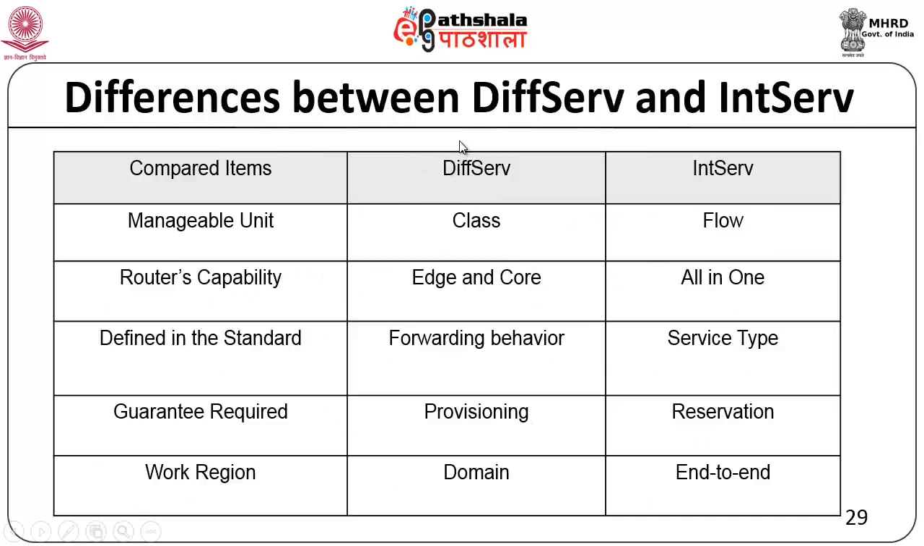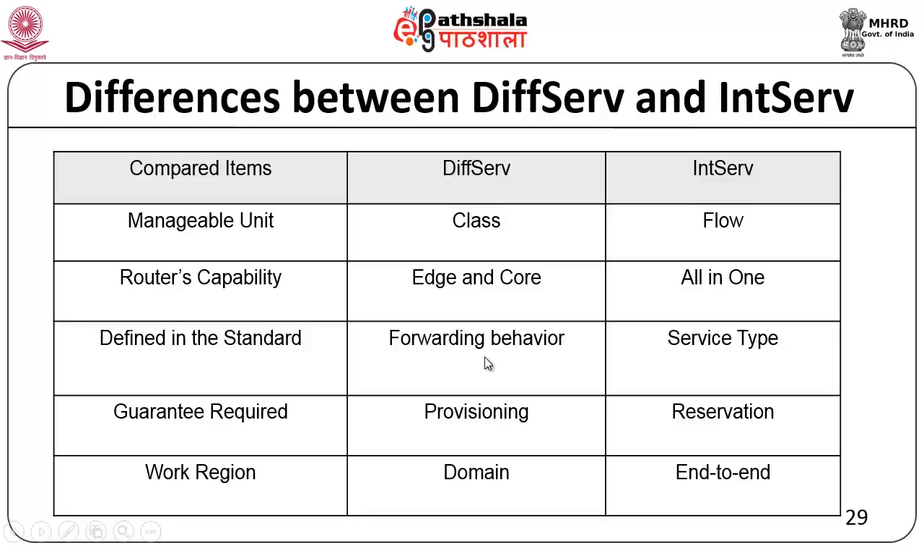So now that we have looked at DiffServ and IntServ, a quick comparison of these two. So if you look at it in terms of these parameters, if you look at which is the manageable unit, in DiffServ it is classes that are managed, and in IntServ it is flows that are managed. It's a flow based one, this is a class based one. And if you look at routers capability, DiffServ differentiates between edge and core. So edge has a different capability, core has a different capability. In IntServ, everything is all in one, right? All the routers have to do the same functionality.